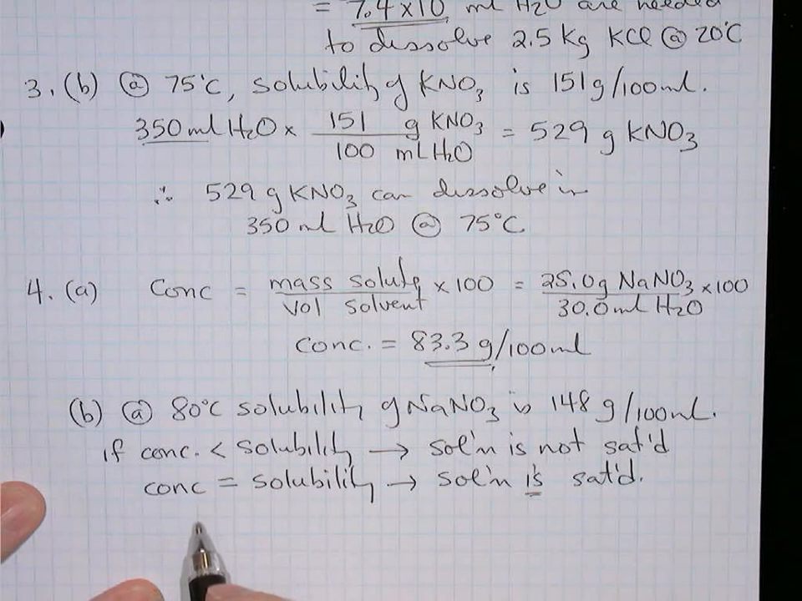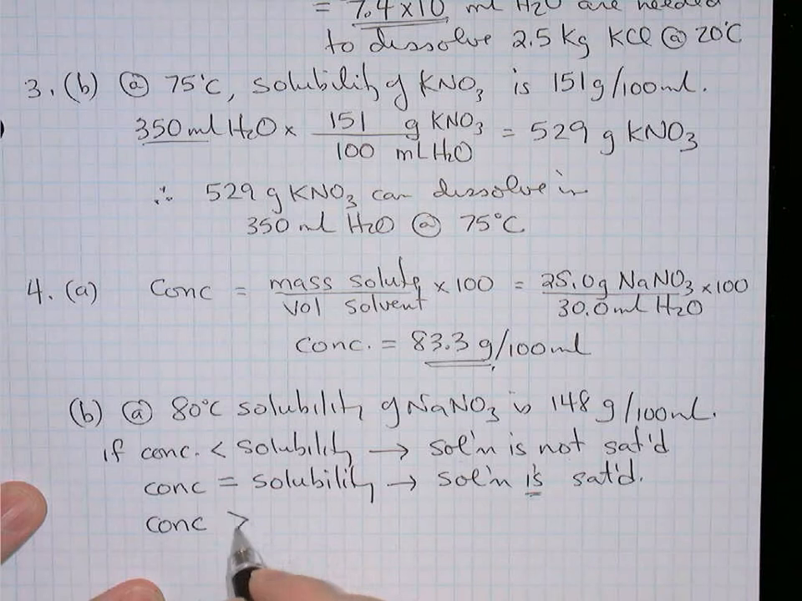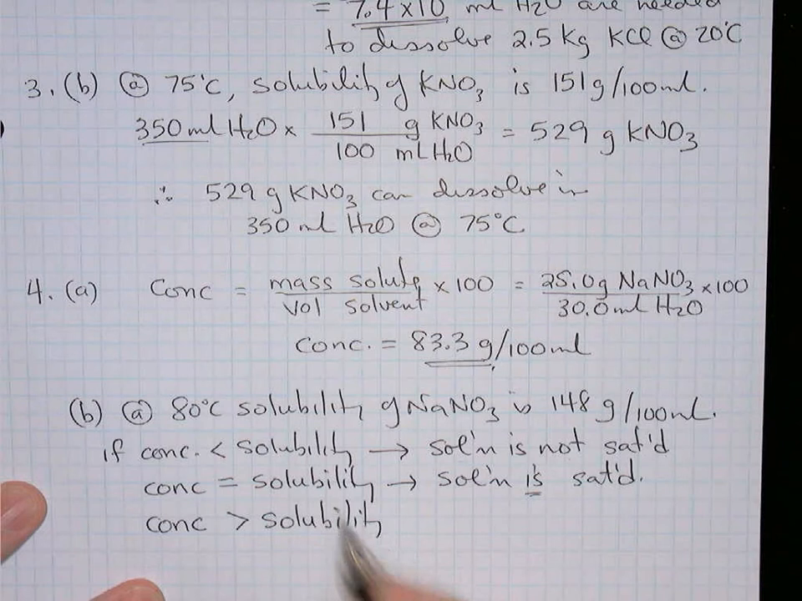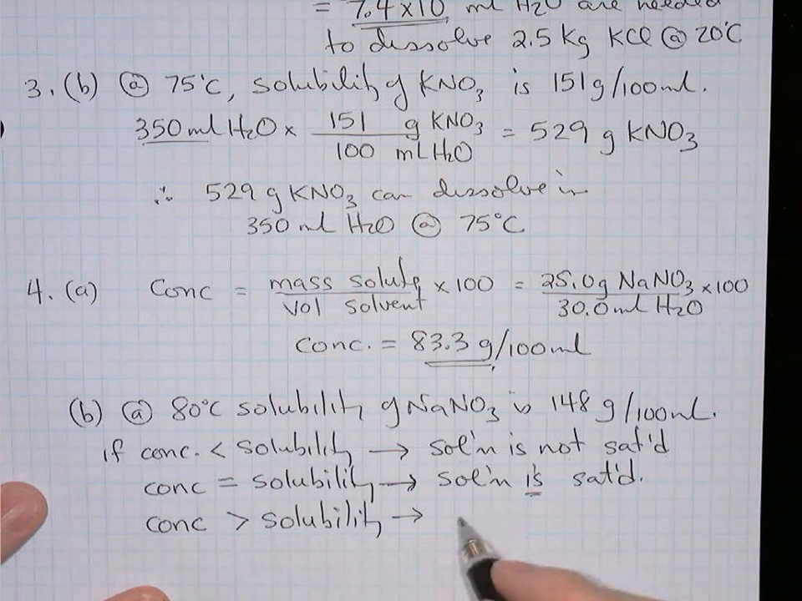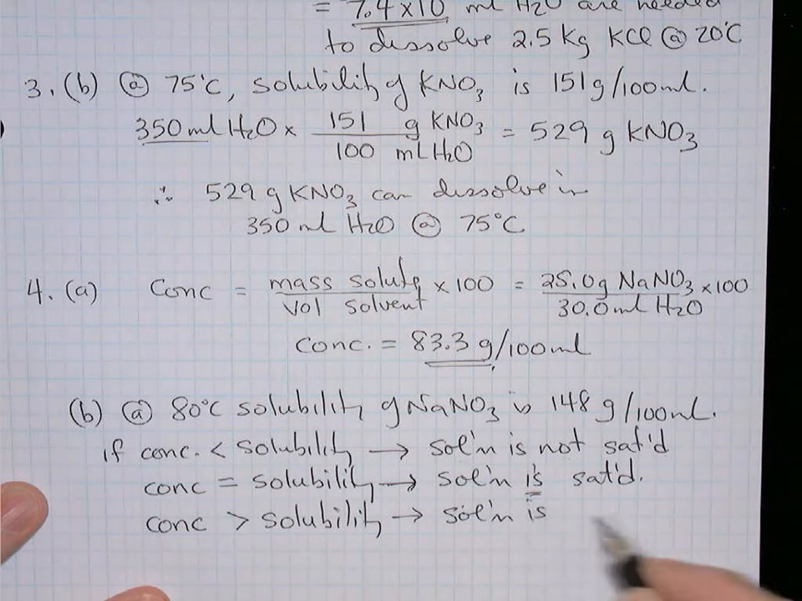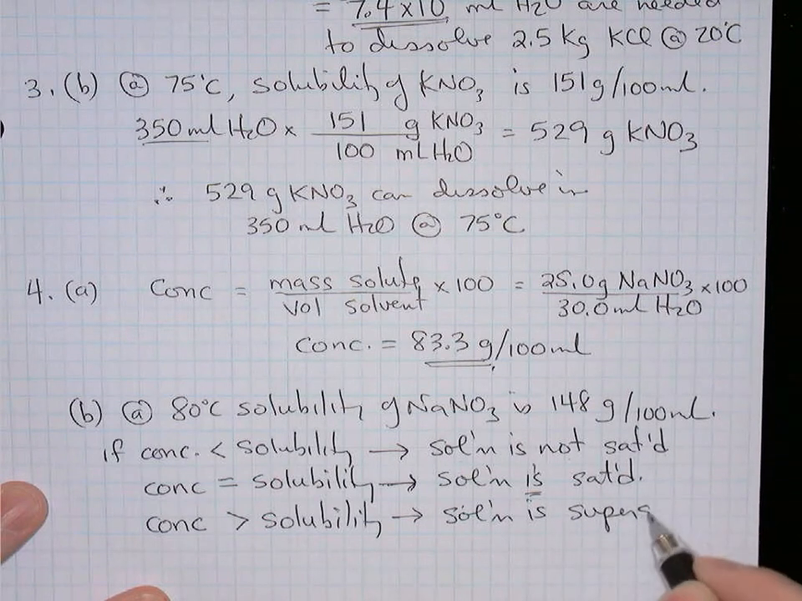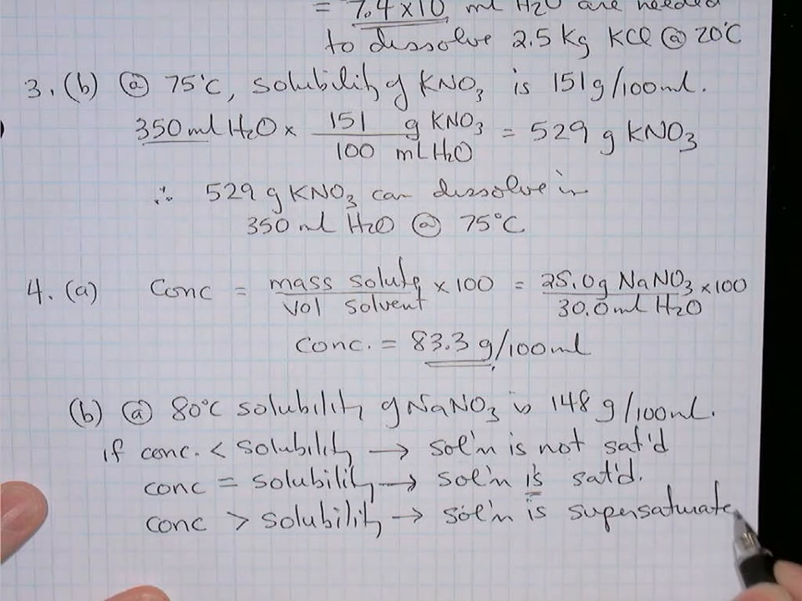A third possibility, one that's a little counterintuitive, is that the concentration might be greater than the solubility. I say that's counterintuitive because solubility can also be thought of as the maximum concentration. So how can you have a concentration larger than that? Well, it's not easy, and it's not a stable situation when that happens. The solution doesn't want to remain this way, but this is called a supersaturated solution. So we'll say the solution is supersaturated.